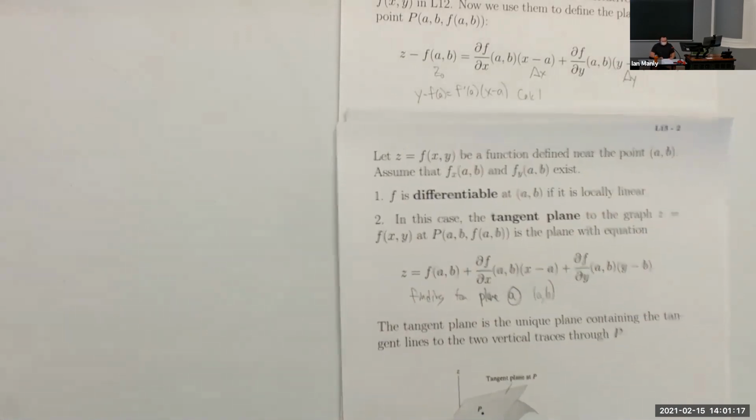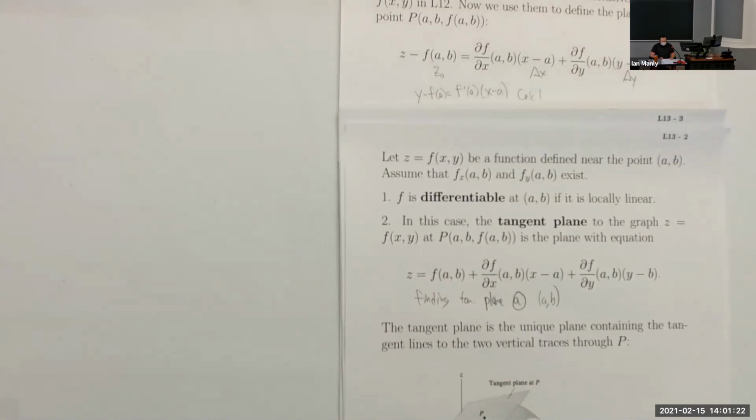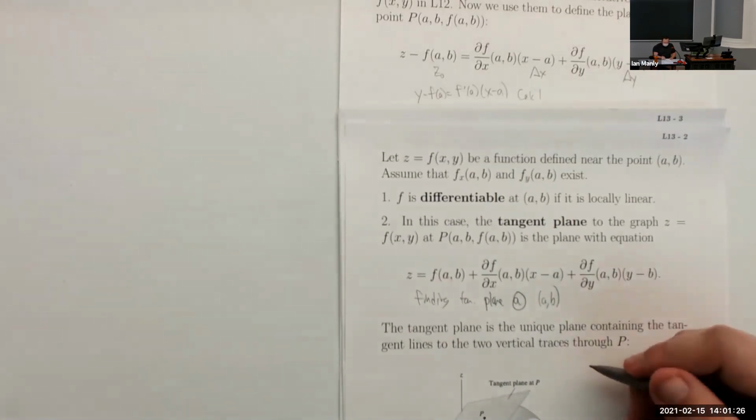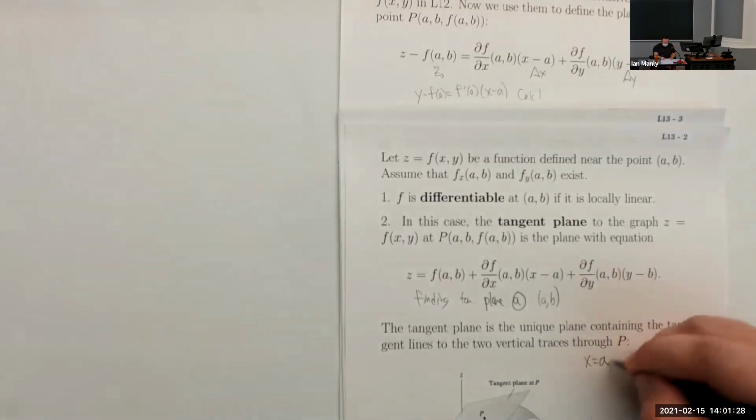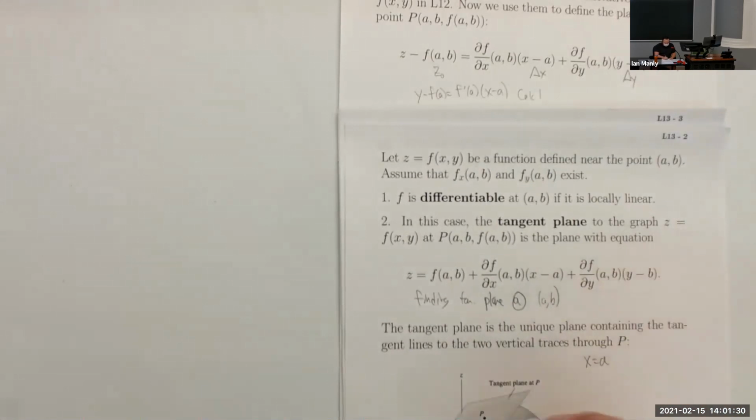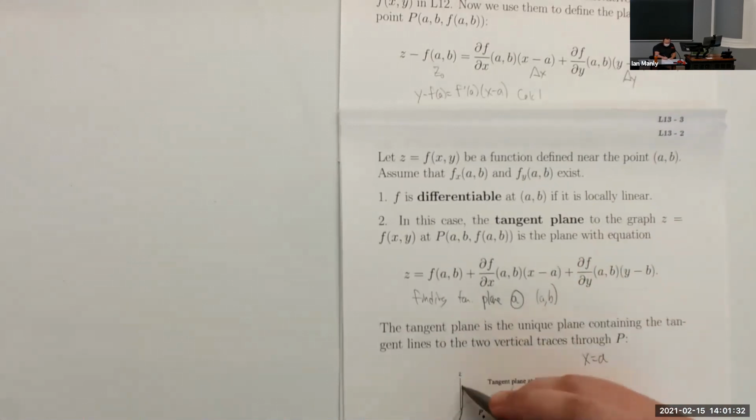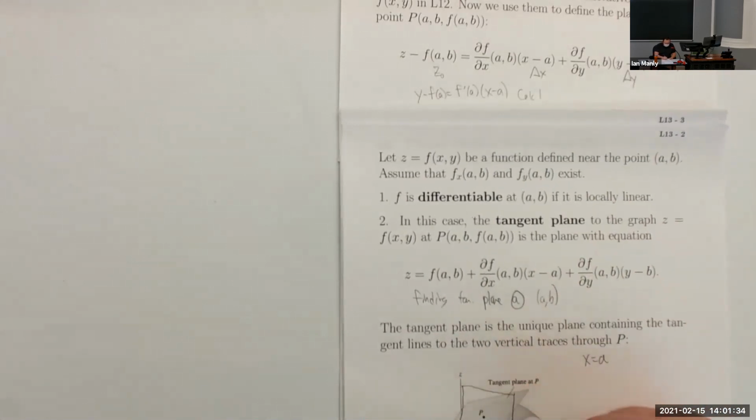Another way to imagine the tangent plane is that it's the unique plane containing the tangent lines to the two vertical traces through P. So let's say we plug in x equals a. Then x equals a will be this plane.